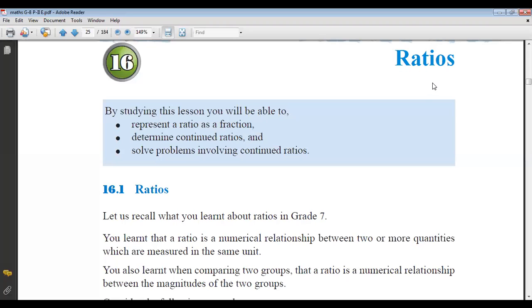Today I am going to teach you about ratios. Let us recall what you learned about ratios in grade 7. You learned that a ratio is a numerical relationship between two or more quantities which are measured in the same unit. You also learned when comparing two groups that a ratio is a numerical relationship between the magnitude of the two groups.